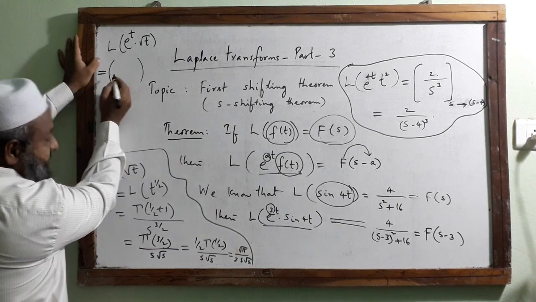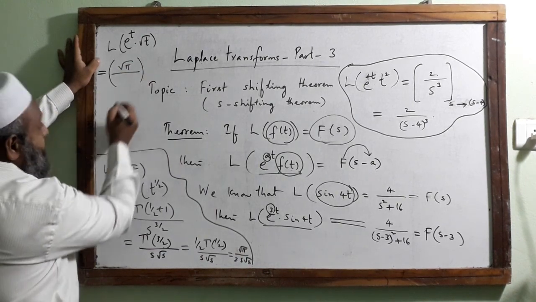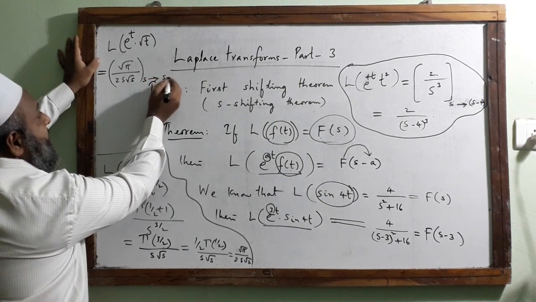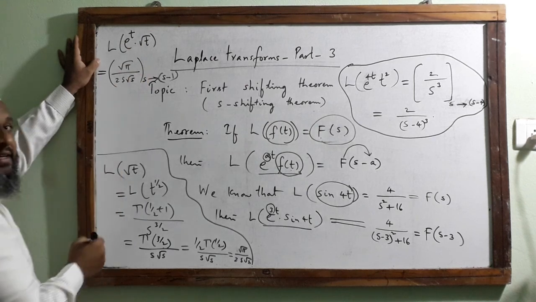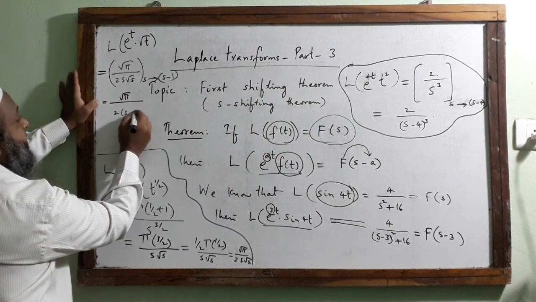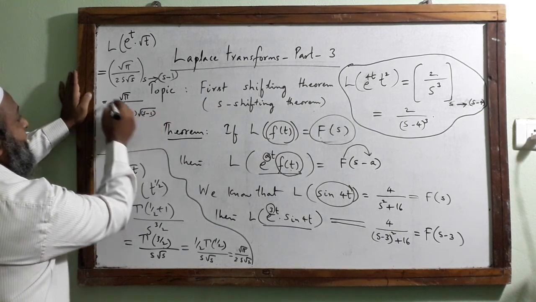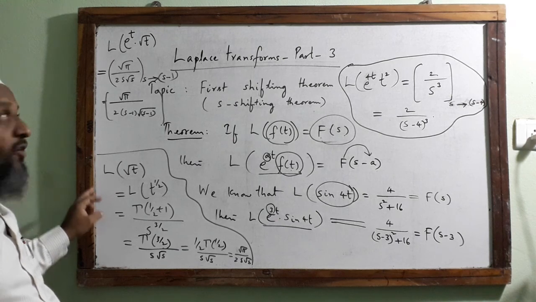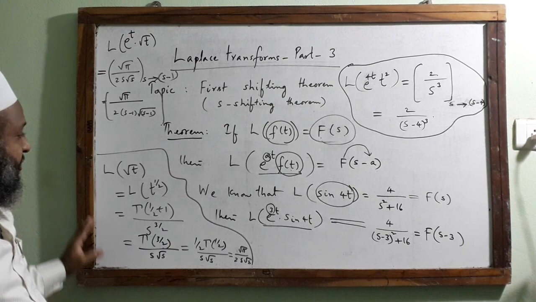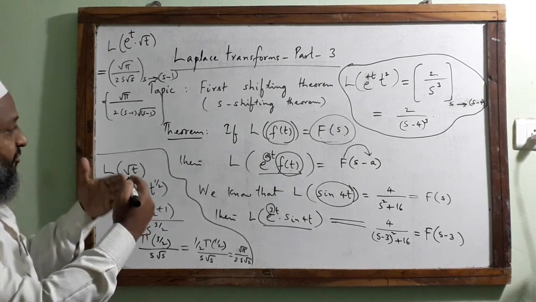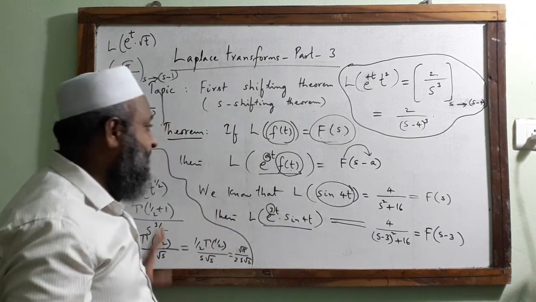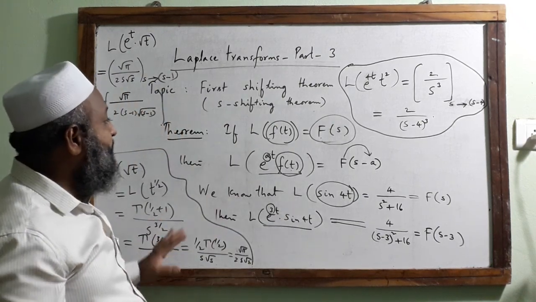That same function, root pi by 2s root s, I now need to change s as s minus 1, because here the value is 1. So this becomes root pi by 2 into s minus 1 into root of s minus 1. This is the Laplace transform of e to the power of t into root t. I hope you got the point. To save space, I have written here, not following the systematic procedure. If I rub it, it takes some time, so to save time I have just managed this space. I hope you understood this one.